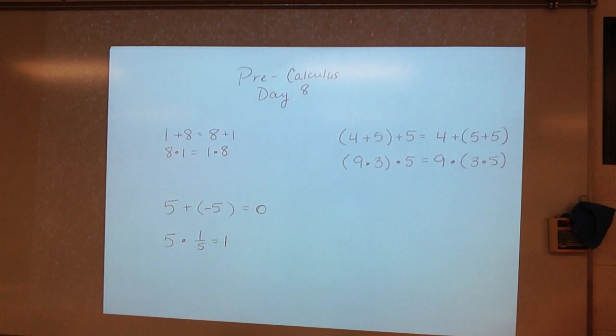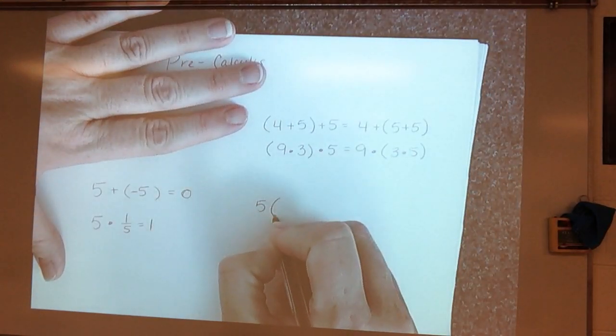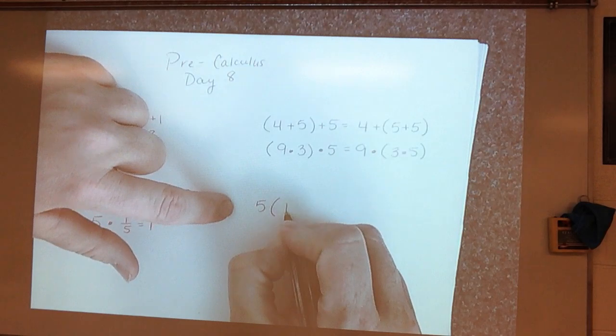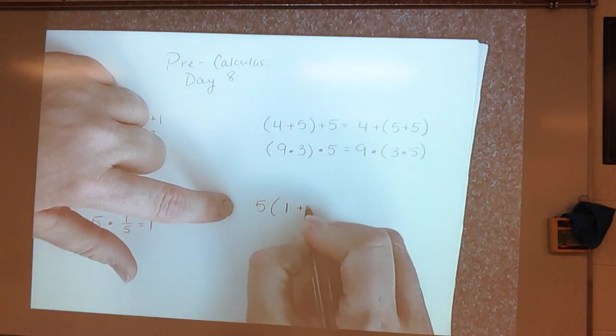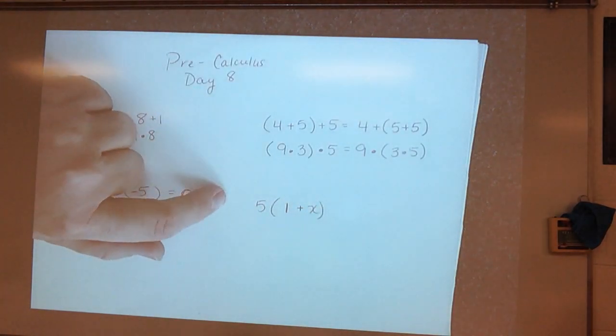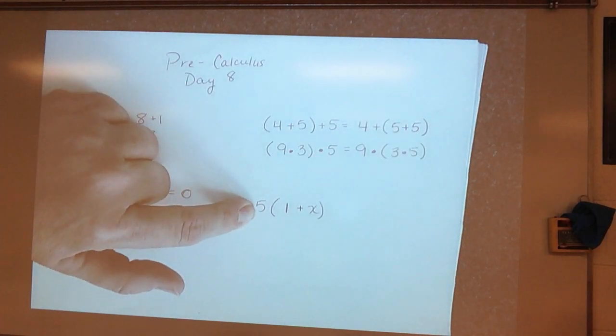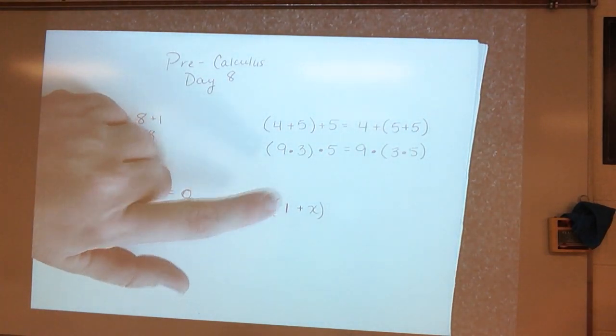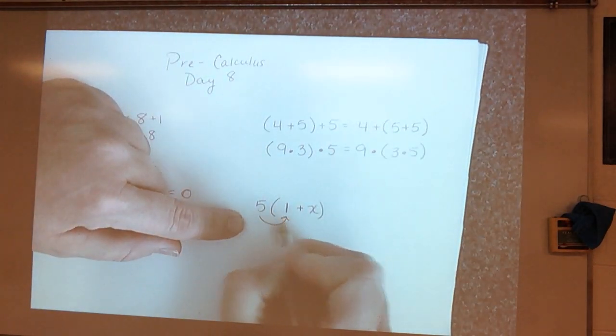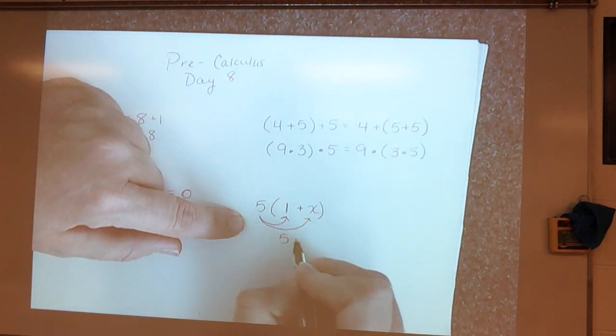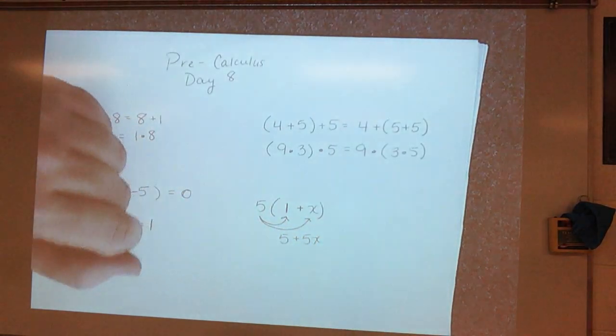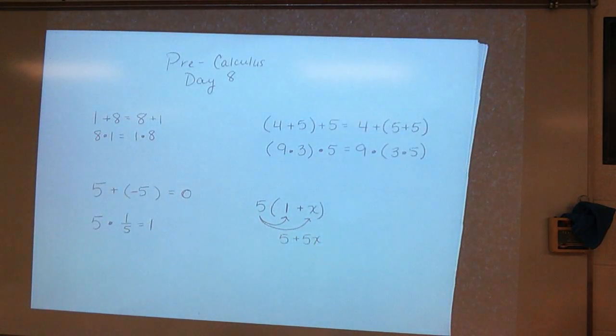The distributive property, guys, hopefully by now you've used it enough that you know how to use it. Distributive property just tells me that I have to distribute whatever is outside the parentheses inside the parentheses. So if I have 5 on the outside of parentheses and I have 1 plus x on the inside, I have to multiply that 5 times everything. So 5 plus 5x. Okay? That is my distributive property.